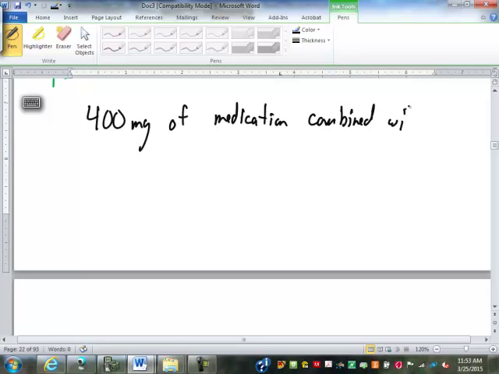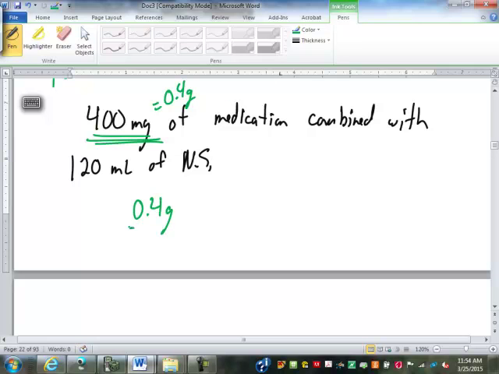Combined with 120 milliliters of saline. Finding that concentration, well, we're not going to use the 400. We need to convert that into grams. 400 milligrams is going to be 0.4 grams. So that's 0.4 grams over the 120 milliliters.